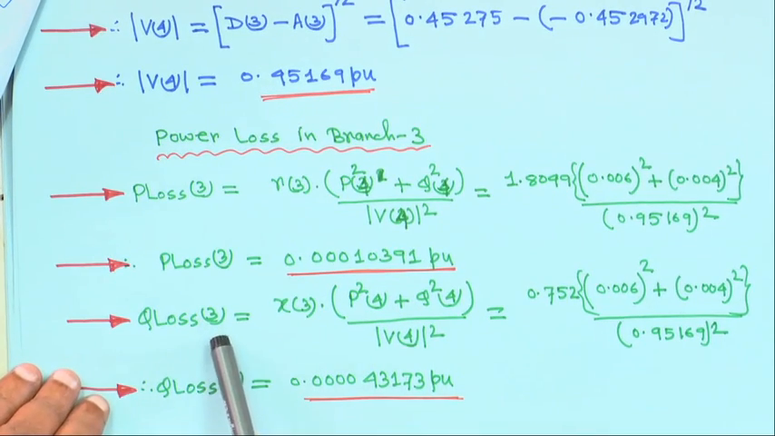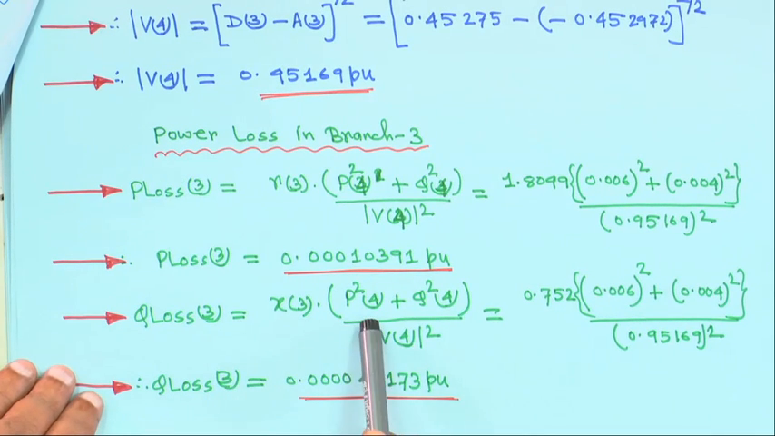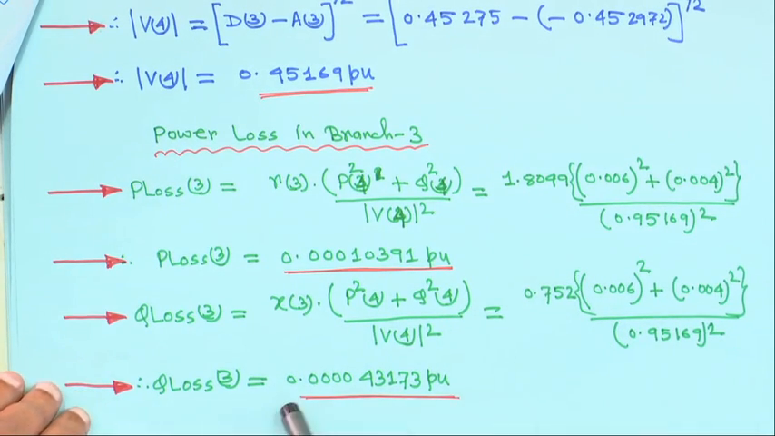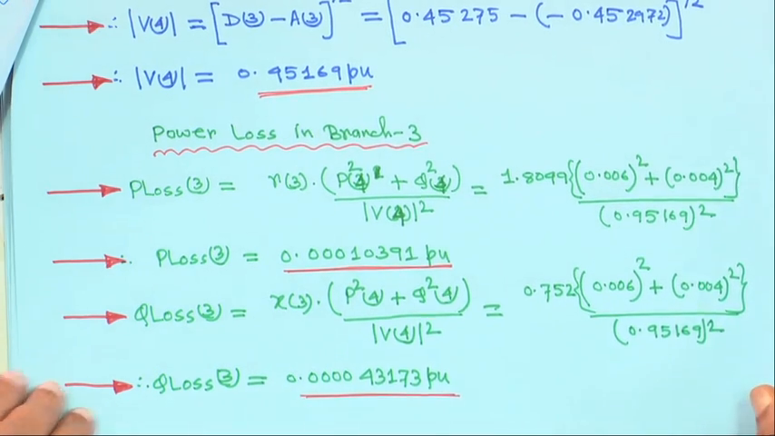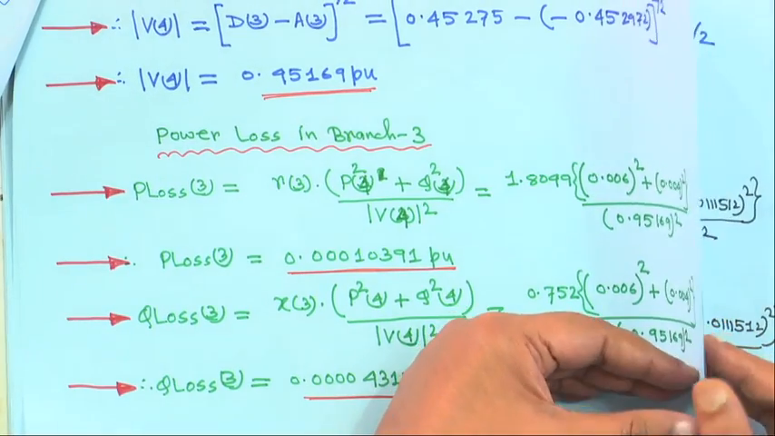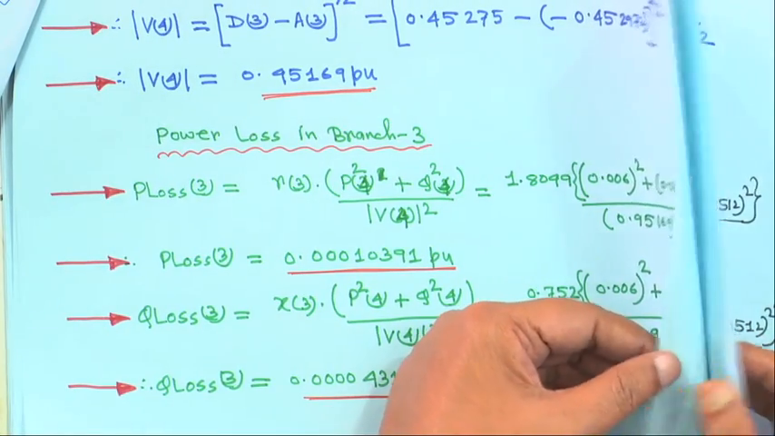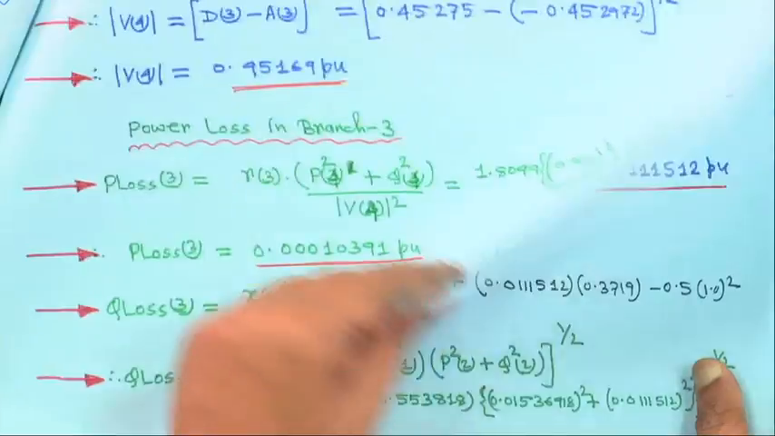Similarly, for Q loss for branch 3 it will be X3 into (P4 square plus Q4 square) upon V4 square, right. Substitute again, only this term here is the same, only here it is R, here it is X, right. If you simplify, Q loss branch 3 is equal to 0.4043173 per unit, right. So, this is your branch 3 power loss.